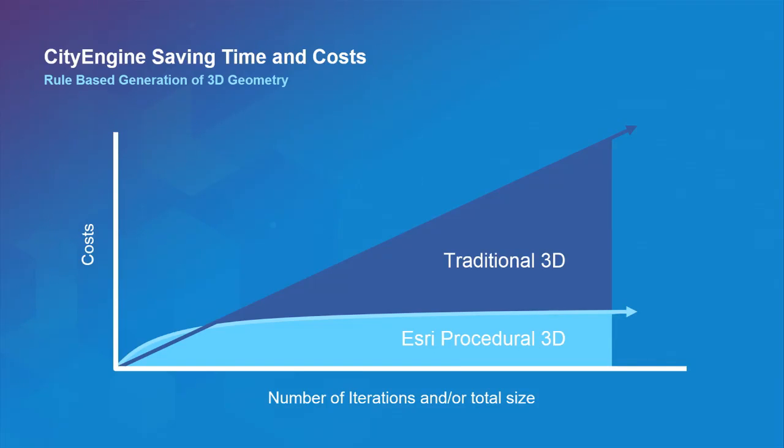So with Esri procedural 3D, what we can do is write a rule up front that allows us to very quickly scale, as well as perform redlining exercises and change orders on that model fairly quickly with the use of these handles on the side. So it saves time in the long run.